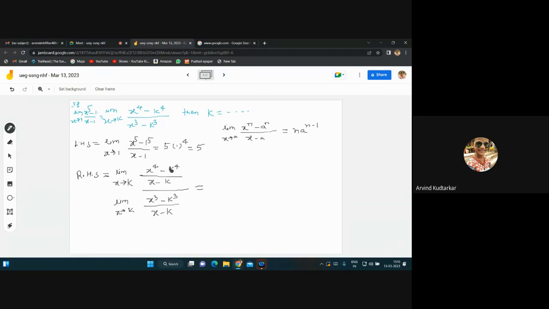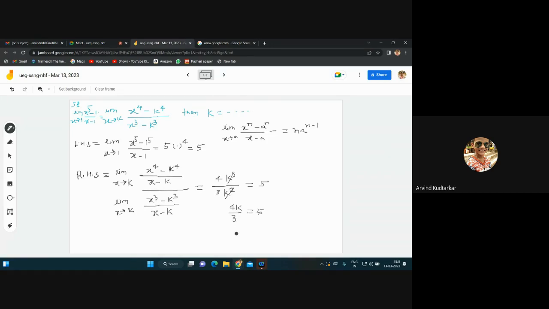x raised to n minus a raised to n upon x minus a means what? न्यूमरेटर का लिमिट क्या मिलेगा आप लोगों को? 4 into k raised to 4 minus 1 that is 3, upon डिनोमिनेटर में क्या मिलेगा? 3 into, मतलब n into k raised to 3 minus 1 that is 2. This is RHS, and there in LHS it is 5. So equate with 5. Can we get the value of k? Yes. तो यहाँ पे k square cancel होते हैं. तो क्या रहेगा? 4k upon 3 that is equals to 5.